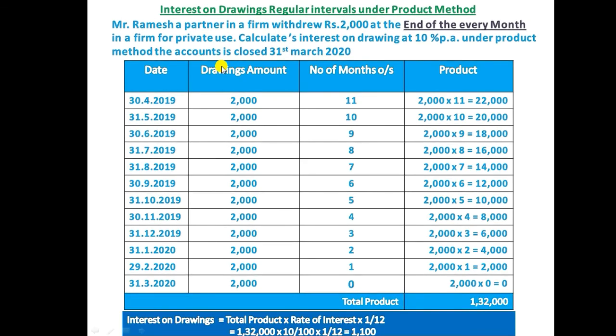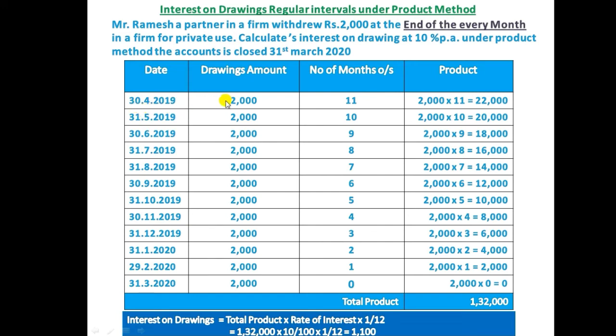With the help of the above question, we need to calculate interest on drawings of Mr. Ramesh. So we should make a table: date, drawings amount, number of months outstanding and product. So in this question, Mr. Ramesh drew 2,000 rupees at the end of every month. So we should record the date in the date column from April to 31st March, but we should record the end of every month from April.